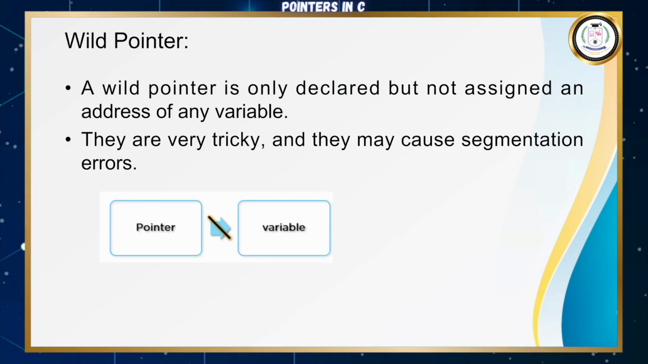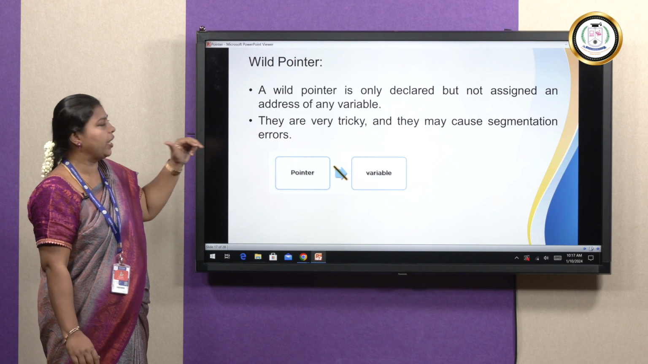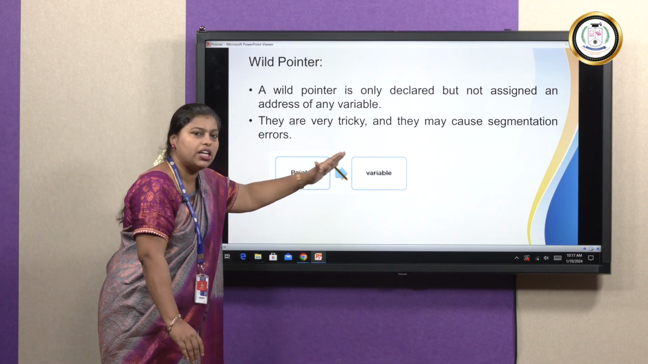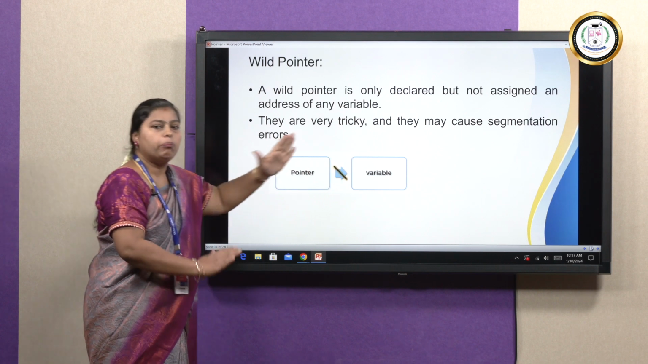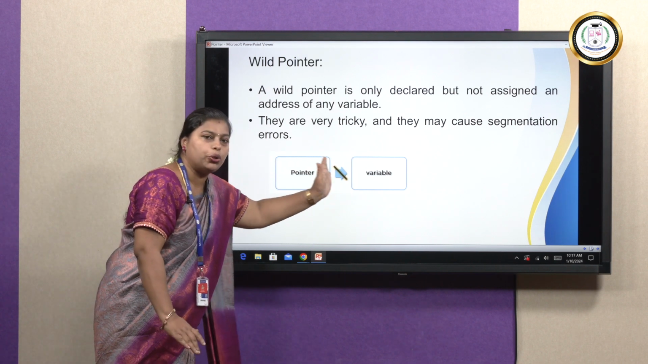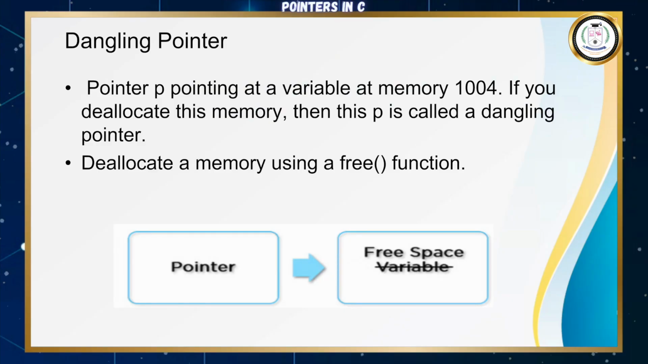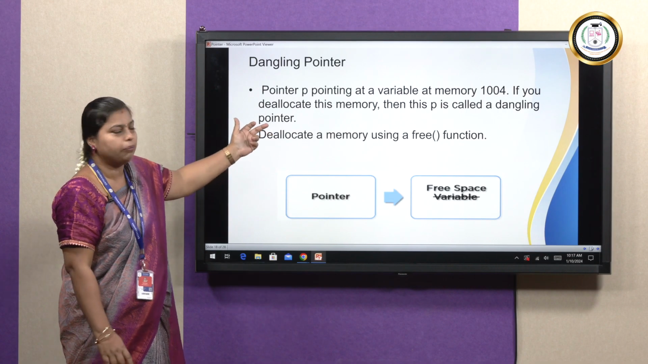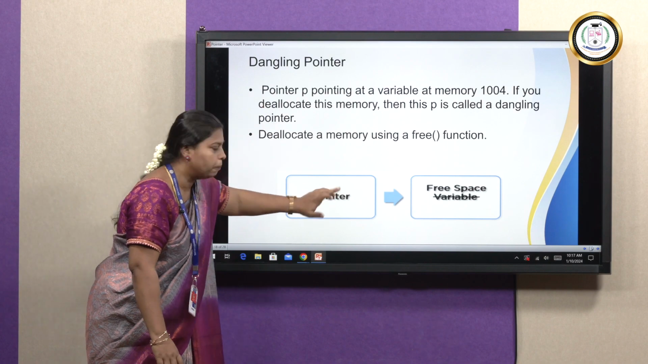The third one is the wild pointer. A wild pointer is one which you only declared but did not assign a value to. That type of case is called a wild pointer. We only declare the pointer variable but do not assign any value to it. And then the fourth one is the dangling pointer. A dangling pointer means that if we don't want the memory space, we can delete that memory space. That is called a dangling pointer.